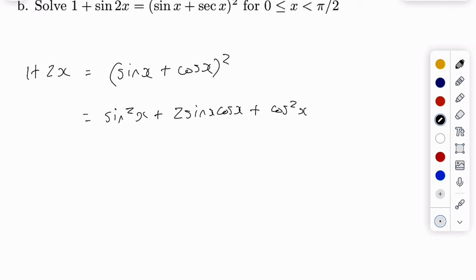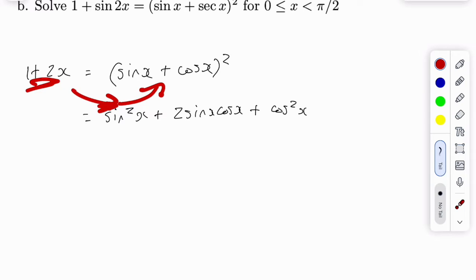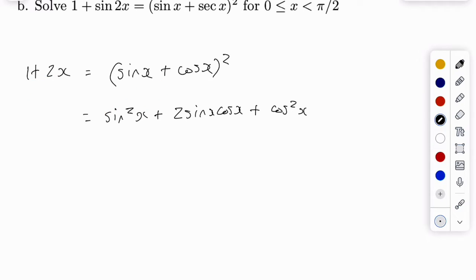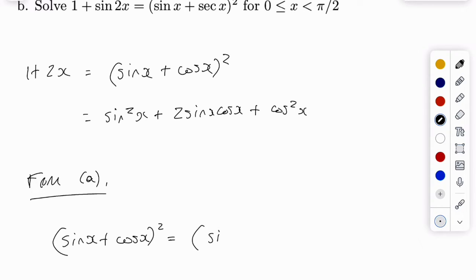Okay, now at the same time, we can say that this 1 plus sine 2x is equal to (sine x plus sec x) squared. So we can therefore say that from A, (sine x plus cos x) squared is going to equal (sine x plus sec x) squared, okay?